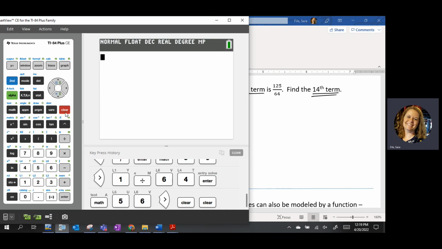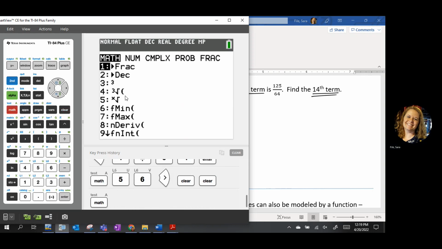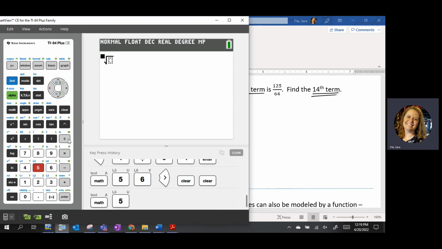Okay, so to get the 6th root, or any root other than a square root, you go to the math menu here. And it is the 5th option down. See, it has X as the index. So that allows you to put any number as the index that you want. So I want the 6th root, and then I have to arrow in under the radical and type in 1/64.